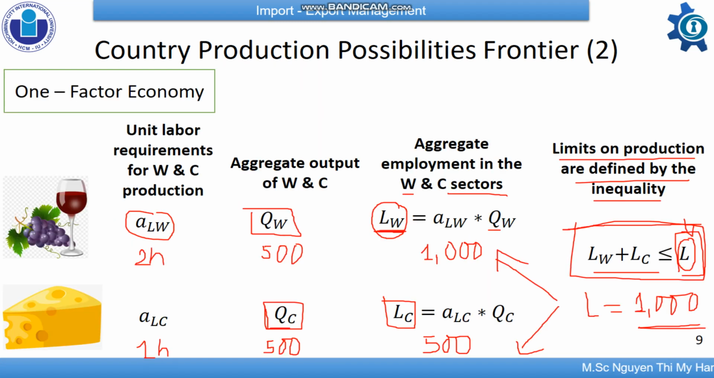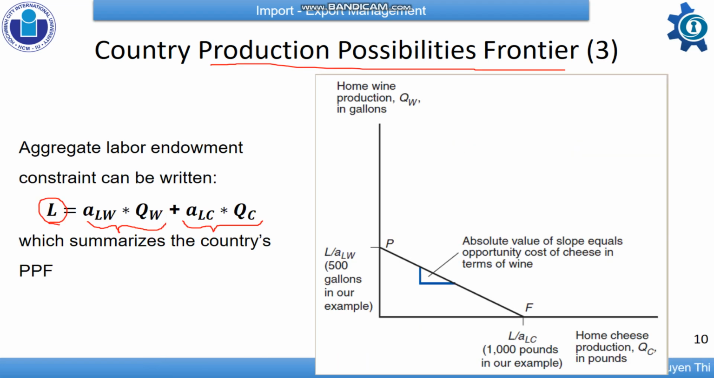So go back to the example earlier. For wine it is 2 hours, right? For cheese it is 1 hour. And let's say that the limit on production of the home country is 1000. So if we just specialize and focus on producing wine and don't produce cheese, the maximum quantity of wine we can produce is 1000 divided by 2. So we have 500.